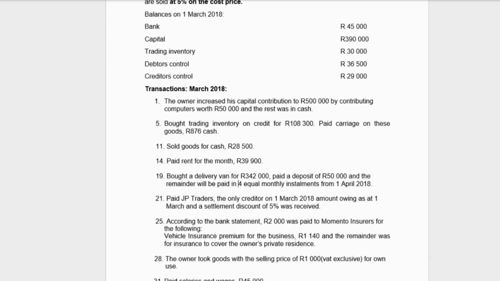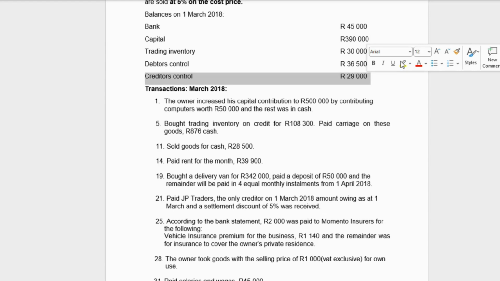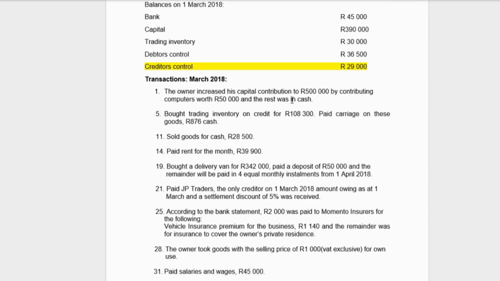4 equal monthly installments from the 1st of April 2018. Paid JP Traders, the only creditor on the 1st of March 2018, amount owing as at 1st March, and a settlement discount of 5% was received. So if you see here, they did not indicate the amount, so it means the creditor that we are owing on the 1st of March 2018 is the one on the balances right there. Okay, just gonna put a highlight there so that you remember when we are going to record.